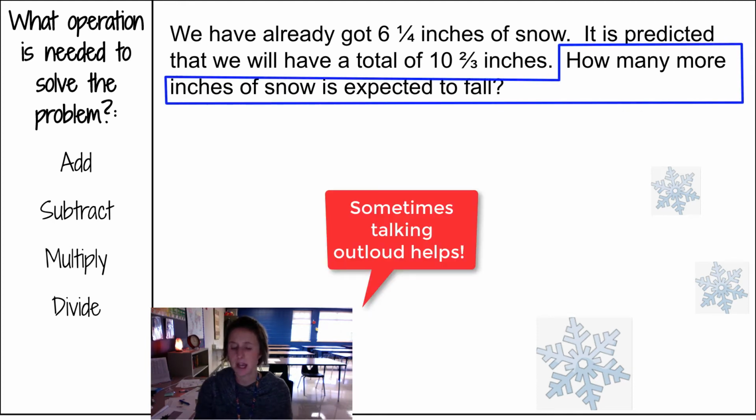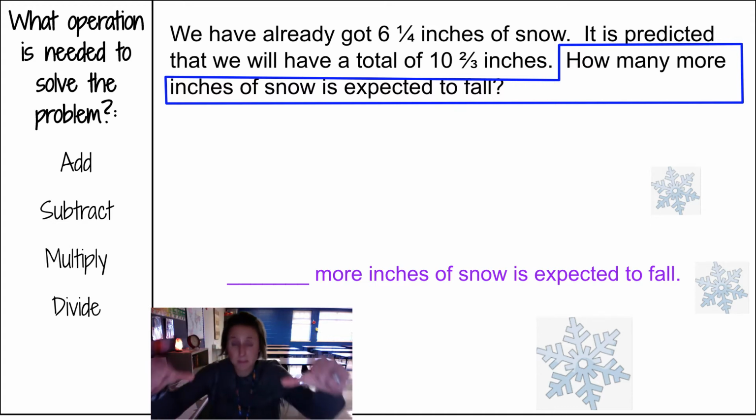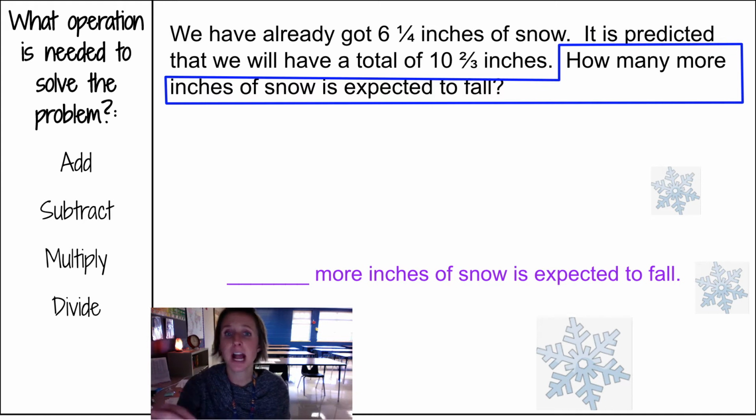Say this out loud with me. So my answer is going to be blank more inches of snow is expected to fall. You could say that a little differently. But I am going to be looking for inches above because what I'm trying to solve for refers to how many more inches. So if I look at my phrase there, how many more, it's being defined by inches. That phrase right there means subtract. How many more inches do I have to get to a total of 10 2/3 inches?